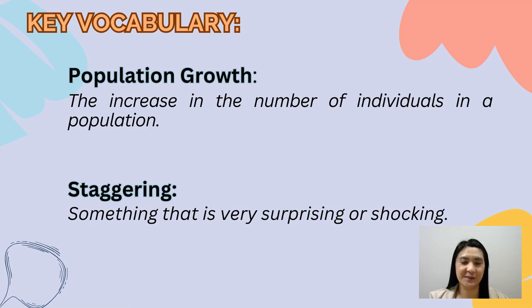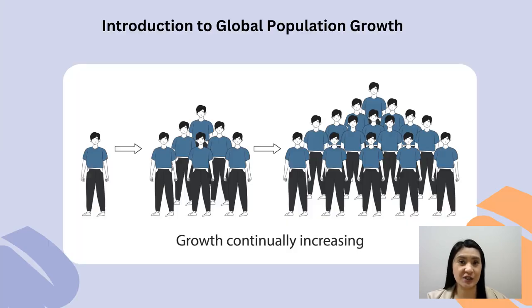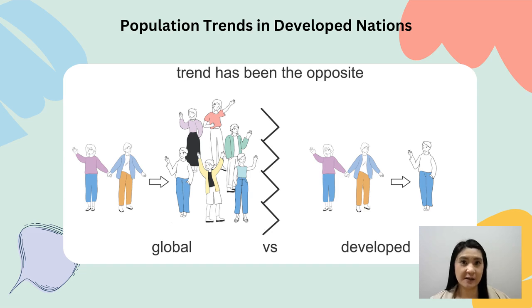Population growth: the increase in the number of individuals in the population, and staggering means something that is very surprising or shocking. Just like the population growth that happened from 1 billion to 6 billion over the last 200 years. However, this growth isn't uniform. There is a notable divergence between developed and developing nations.